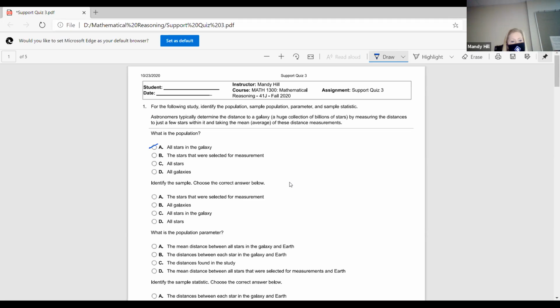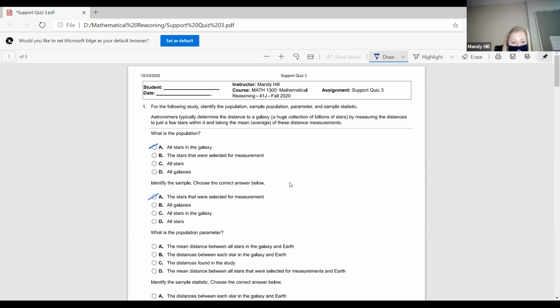When we talked in class about this, we talked about different cornfields, and we said if we wanted to survey all the corn in these counties, we wouldn't be able to. That's impossible because all the corn would be the population, but we would maybe pick 10 out of each farm to sample. So they can't possibly study all the stars in the galaxy. That's their population. They had to bring it down to a size that's a sample, which is the stars that were selected for measurement.